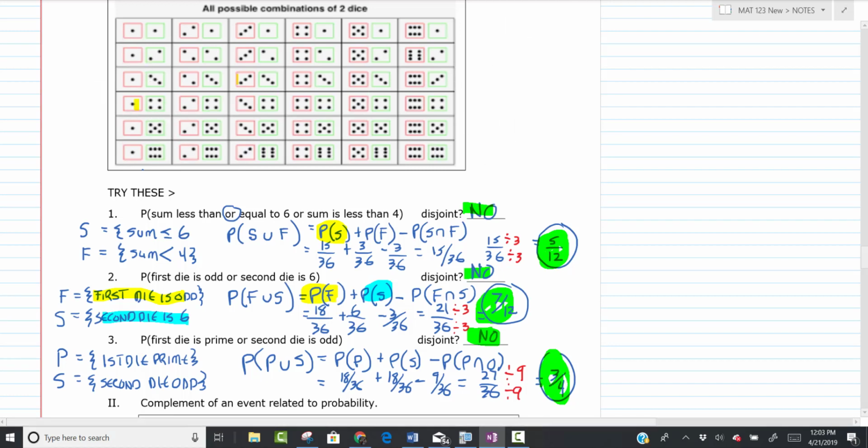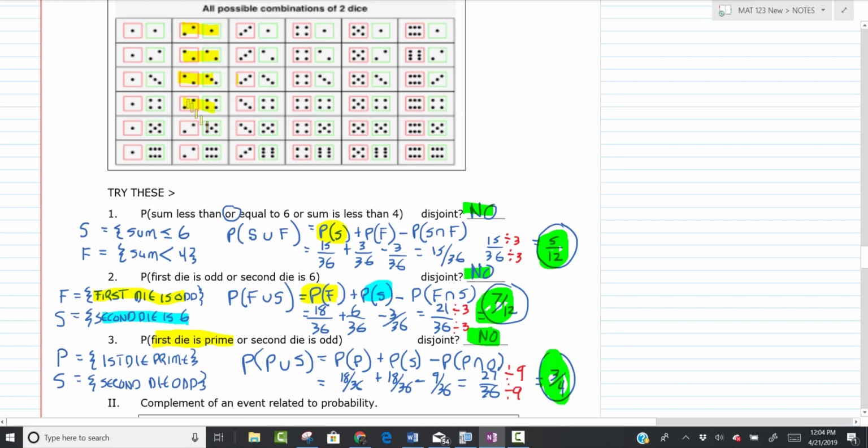Okay, so I identified the sets on this like this. We said the first die is prime, so I'm going to go ahead and figure that out and highlight that. The prime numbers are 2, 3, and 5. Okay, so I'm going to highlight where the first dice is prime.